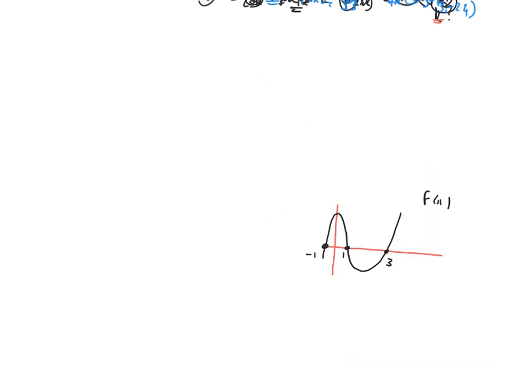Okay, final question. Look at the diagram of y equals f of x. Okay, you can see that it goes through -1, 0, 1, 0, 2, -1 and 3, 0. And we're asked to draw 2 minus f of x. Okay, now a better, more intuitive way of thinking of 2 minus f of x is minus f of x plus 2.